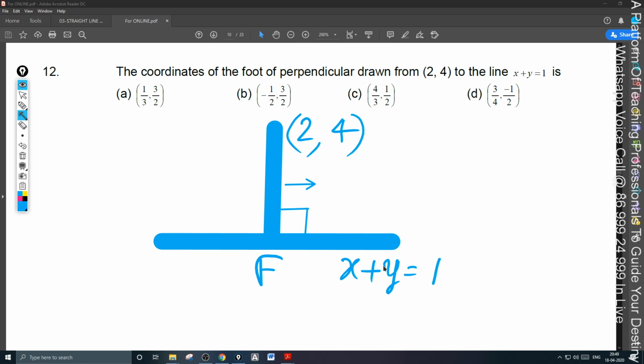The perpendicular line equation will be x minus y is equal to, because its slope is minus 1, everyone knows, its slope will be plus 1. Product of the slopes of any two perpendicular lines is minus 1. Now x minus y is equal to, substitute the point, 2 minus 4, minus 2. Solve this.